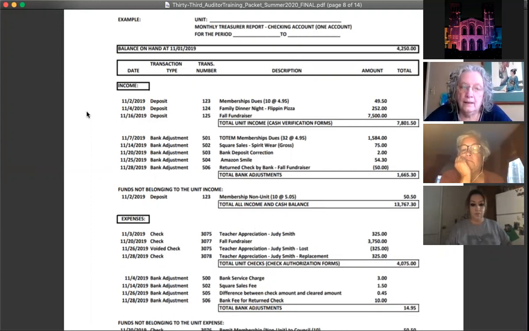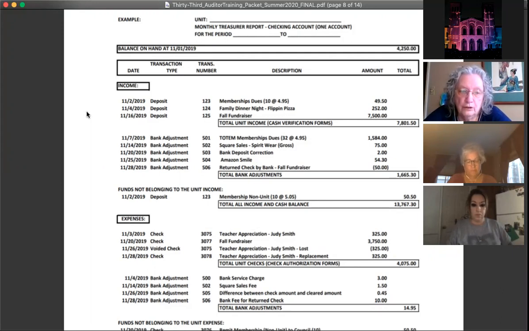Okay, and then you'll see my deposit there was for $100 for membership. You want to make sure that the treasurer is breaking down memberships between the membership dues that belongs to the unit, which is usually $10, and then $4.95 would be the unit portion. So that's under income is $49.50.